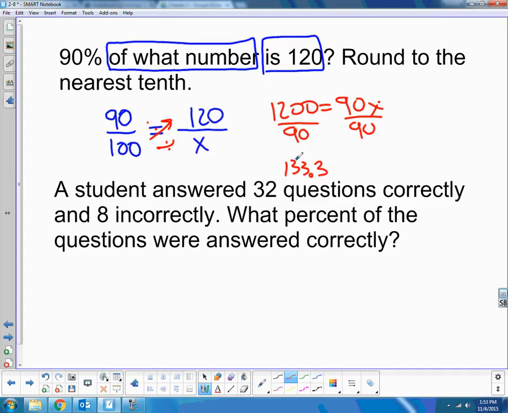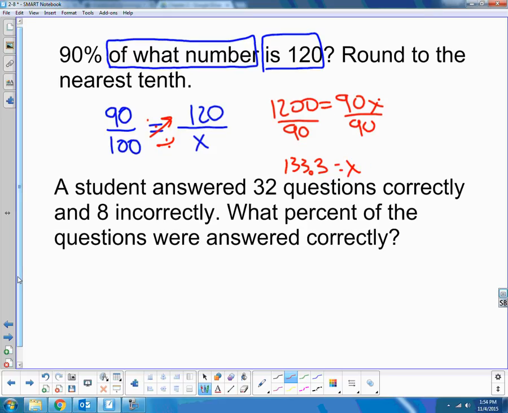But again, we need to round to the nearest tenth. So just 133.3 is the correct answer for that one. Same idea here at the bottom. A student answers questions. We have the question mark then. I found the question mark. Question is, what percent? We don't know.